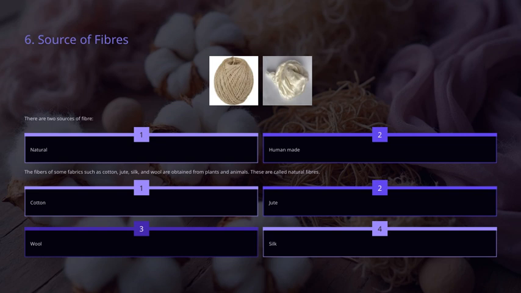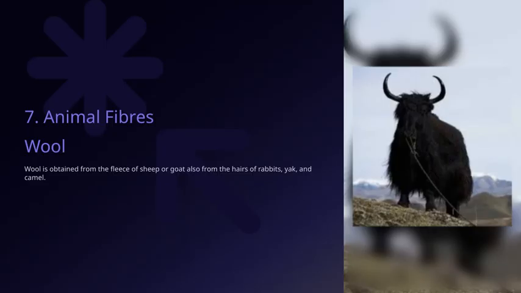Understanding these sources helps us see the diversity of fibers used in textiles. It also connects to our overall theme of exploring different fabric types and their origins, which is crucial for appreciating their properties and applications. Now, let's talk about animal fibers, starting with wool.